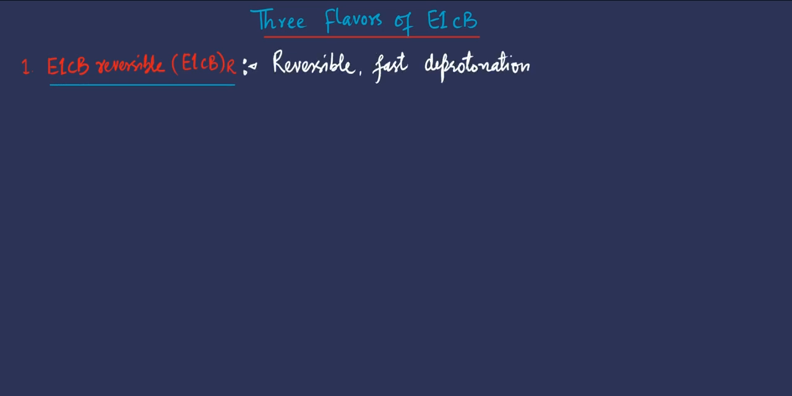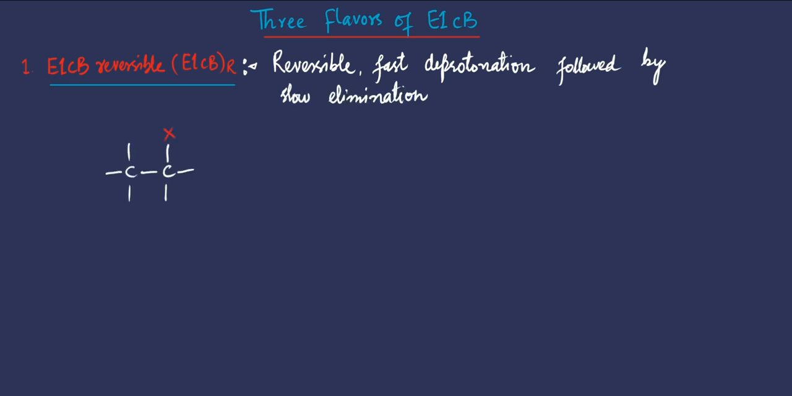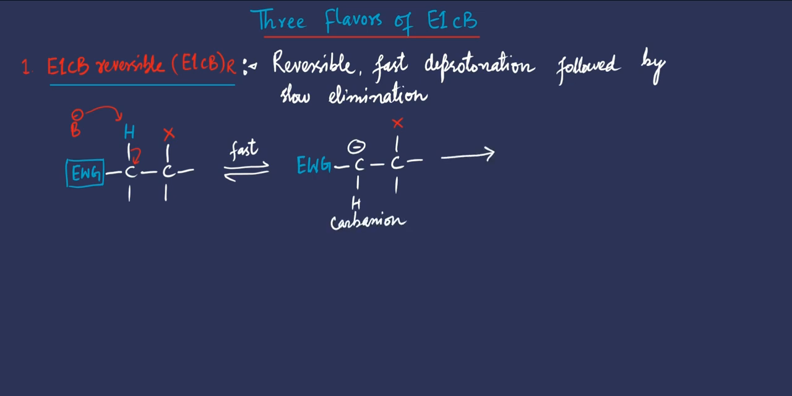We will now see that there are three flavors of E1cB elimination. The first one is E1cB reversible, abbreviated as E1cBr. It involves reversible fast deprotonation followed by slow elimination of the leaving group. For example, take this substrate with leaving group X and a hydrogen on the adjacent carbon, which must be attached to an electron withdrawing group, making the hydrogen acidic. The base abstracts this acidic hydrogen. This step is fast and reversible. This forms a carbanion conjugate base. The second step is slow and hence rate determining. The negative charge pushes out the leaving group X to form a double bond between the two carbons.